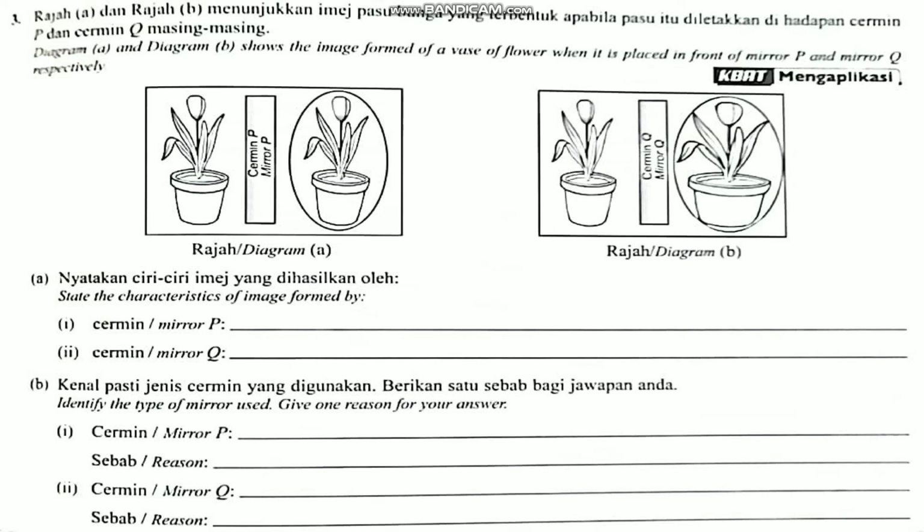A. The image formed is virtual, upright and same size for mirror P. The image formed by mirror Q is virtual, upright and magnified. B. The type of mirror used by mirror P is plane mirror. This is because the image is same as the object. The mirror used by mirror Q is concave mirror. This is because the image is magnified.